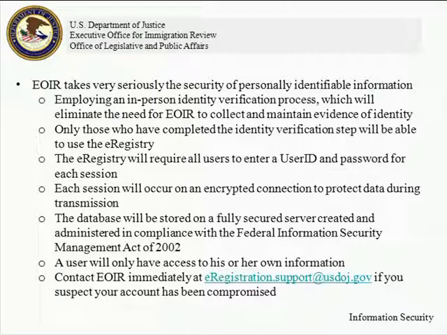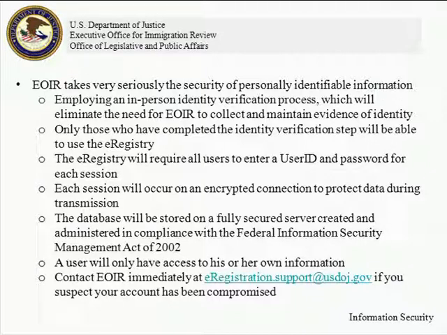Each session will be on an encrypted connection, and that will protect any data that you are inserting into the system. That includes your basic registration information, and if you choose to file A27s and 28s, your 27s and 28s, that will also be delivered over that encrypted connection. It is stored on a fully secured server that's in compliance with FISMA, and you only have access to your own information. We've had some questions also about an attorney and fully accredited rep database that will not be in existence on eRegistry. You will have access only to your own information.